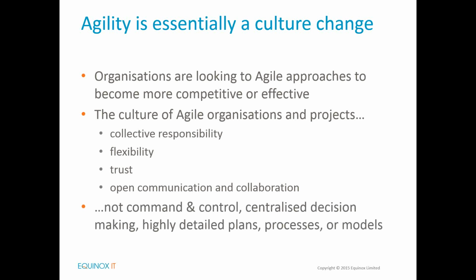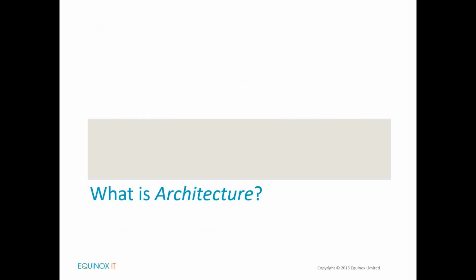Therefore, an architect can't be an autocratic design authority, but is more in the role of facilitator and communicator, who can work with the various stakeholders and technical experts to come to a consensus on decisions in a timely manner. Okay, so that summarises what Agile essentially is.